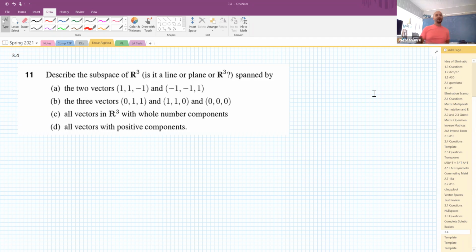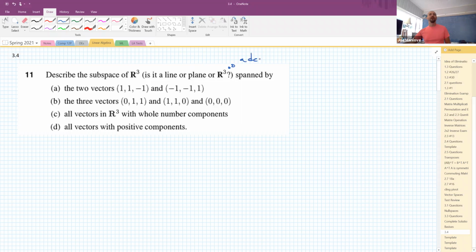All right, let's talk about a question from section 3.4, problem 11. We're supposed to describe some subspaces of R3. Are they lines or planes or all of R3? Is it clear that those are the only options? Line, plane, all of R3? For subspaces, couldn't it be a point? Good. Yeah. It could also be just the point 0.